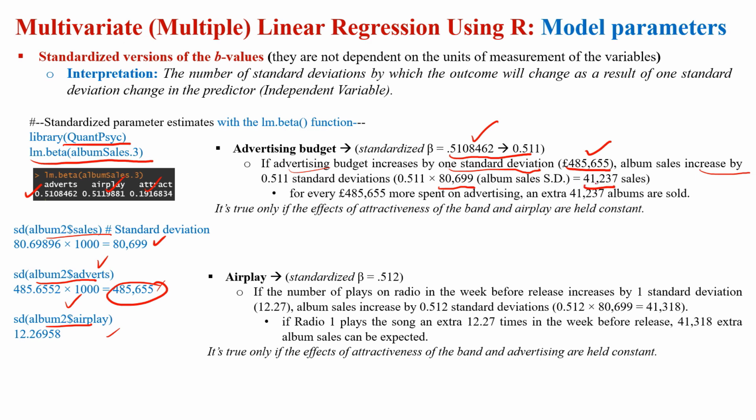So in short, we can say that on spending this amount on the advertisement budget, the sales of the album will increase by this amount. Again, this is true only if the effects of other variables are kept constant. So I hope you got the idea of how we are going to interpret the standardized version of the B values.